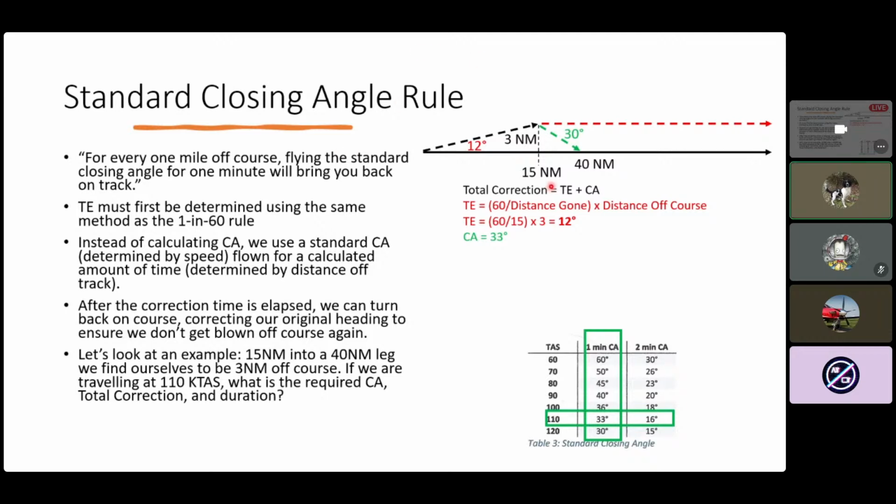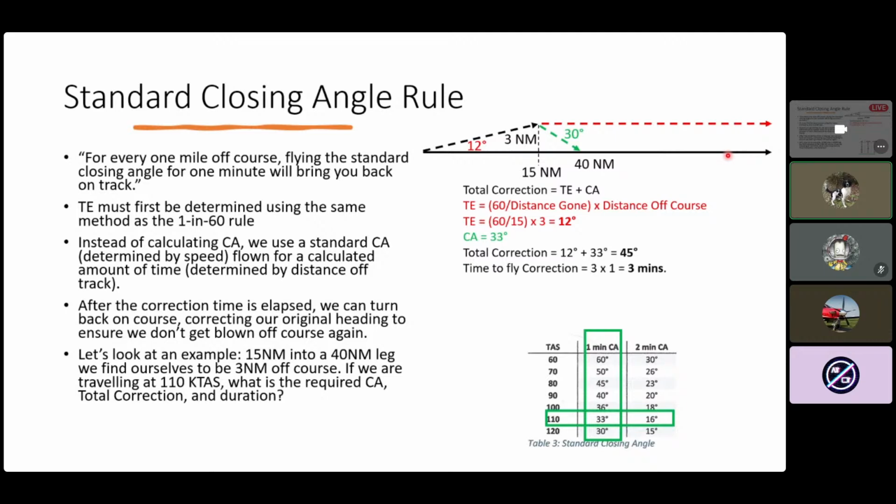Okay. Now that should say 33 rather than 30. Can you see that? So that's going to bring us back on course, whereas the other methods were bringing us to the end of the route, off track. But now we're going to come back on course and fly the original course. So we would fly that for 3 minutes? Absolutely. Okay. So the total correction, 12 plus 33 is 45 degrees.